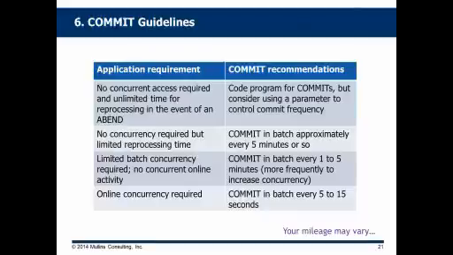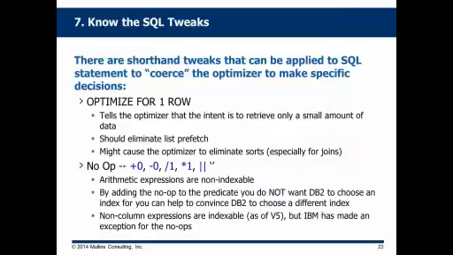Guidelines, your mileage may vary. These came out of my book, DB2 Developer's Guide, and maybe you want to have something. Generally speaking, I think a good idea would be a parameter where you can control how often the commit occurs, and you can set that as it runs. Know the SQL tweaks, number 7.